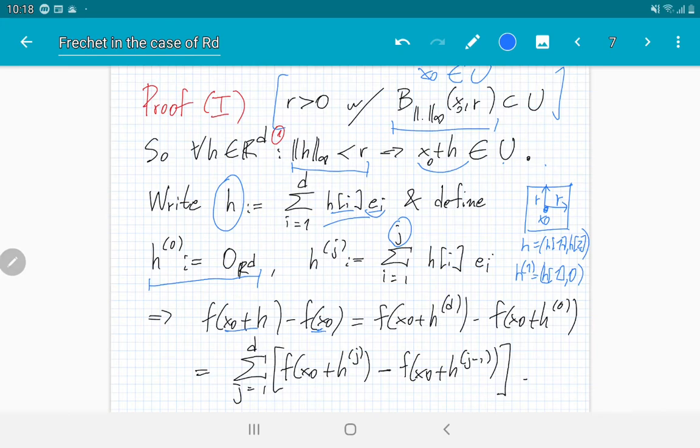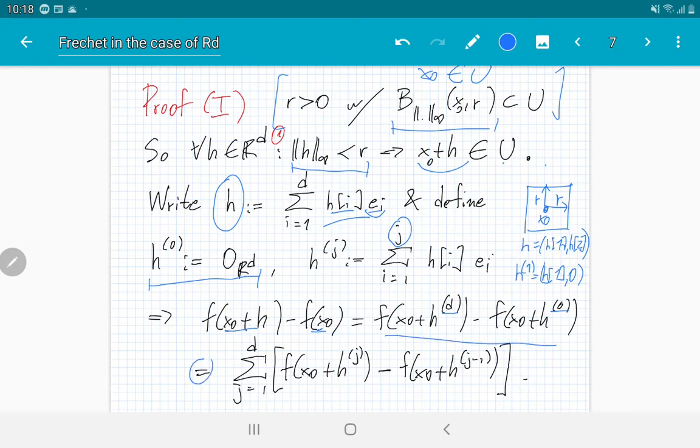And in general, h_j is a vector that has the first j coordinates equal to those of h and the remaining coordinates equal to 0. But the important thing for us is this formula here. h_d is just h, because you have added up everything. h_0 is just 0. Therefore, f(x_0 + h) minus f(x_0) is this difference. It's the same thing.